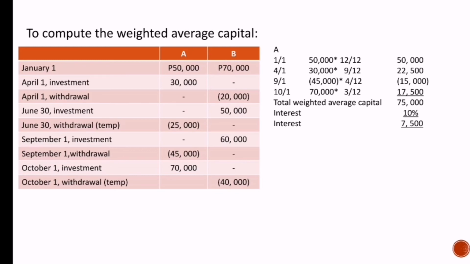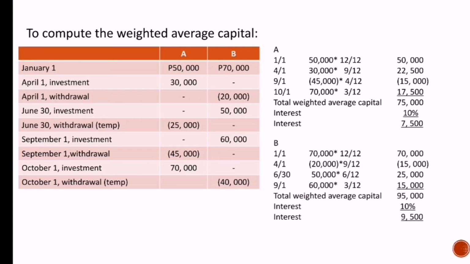Di ba? So, nag-jump tayo ng October 1 ng additional investment. So, na-compute natin, in-add natin siya. So, the total weighted average capital is 75,000. And multiply natin siya sa interest na 10%. So, makukuha natin ng interest on weighted average capital na 7,500.